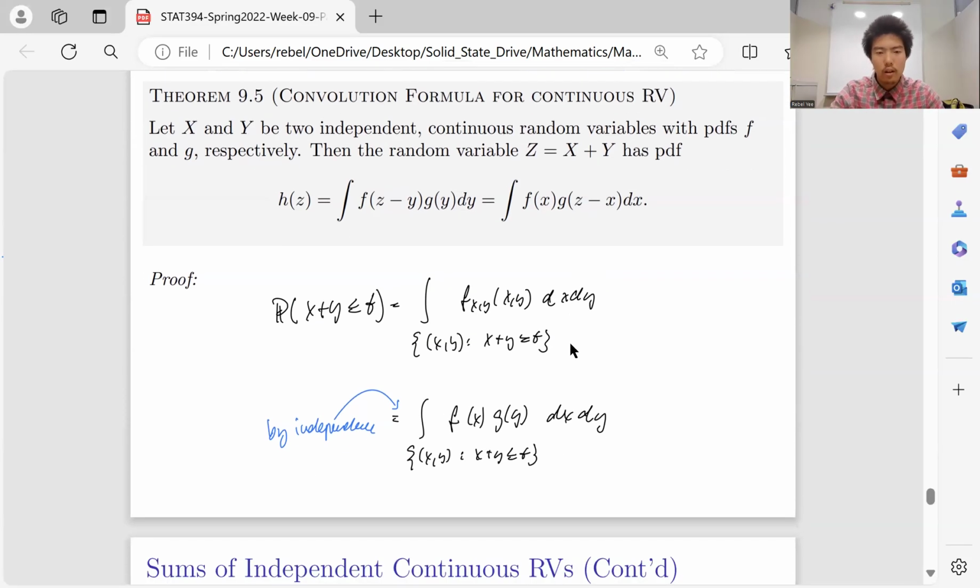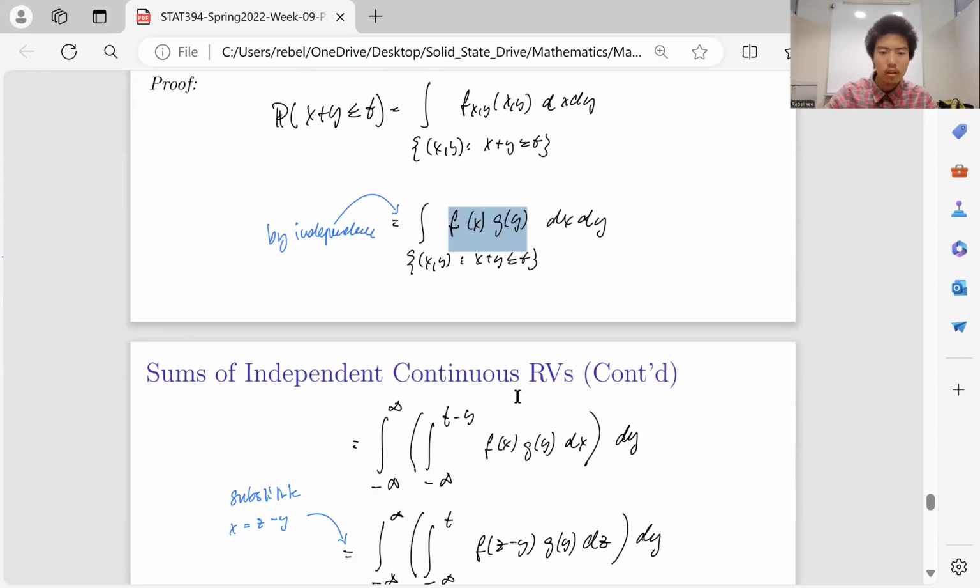And the proof is very easy too. First of all, remember the prerequisite in this convolution theorem is that X and Y are independent. So the first step we can do is separate the joint distribution into two marginal distributions.